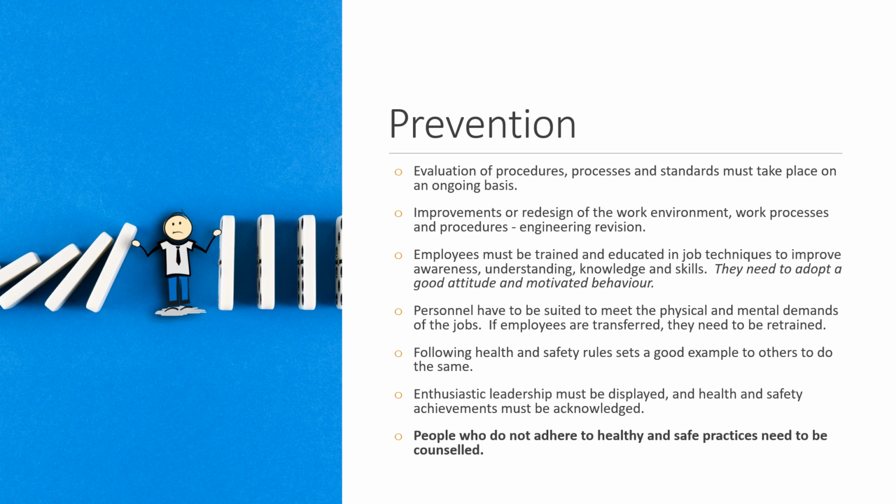Remember, employees need to adopt a good attitude and have a motivated behavior for occupational health and safety. Personnel have to be suited to meet the physical and mental demands of the jobs. If employees are transferred, they must be retrained. Following health and safety rules sets a good example to others to do the same. So, enthusiastic leadership must be displayed, and health and safety achievements must be acknowledged. People who do not adhere to healthy and safe practices need to be counseled.